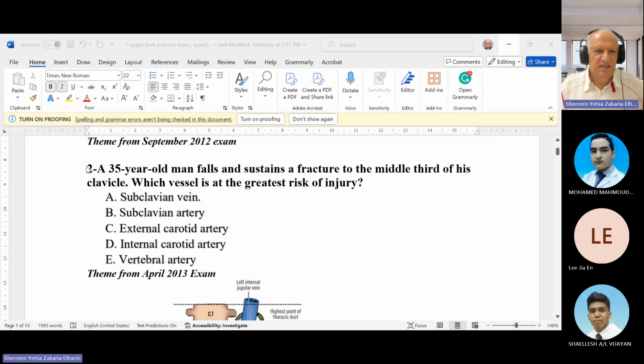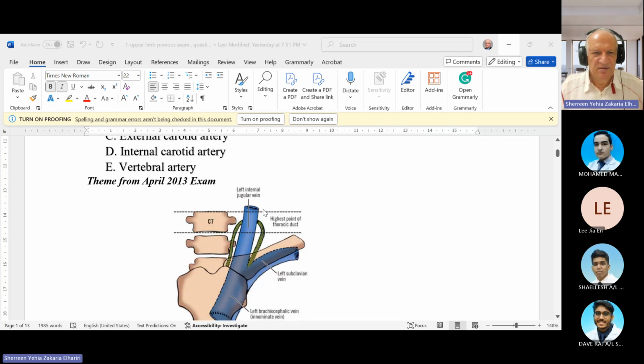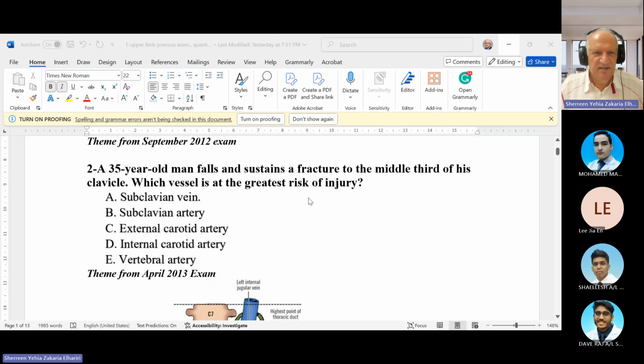Okay, the second question. A 35 years old man sustained a fracture of the middle third of his clavicle. Which vessel is at great risk of injury? So if you have a fracture in the middle third of the clavicle, which vessels, artery or vein, can be injured, or which superficial vessels can be injured? You can see the picture here. Of course, we have the artery, we have the vein, and the vein is the most prominent or most superficial. So what's your answer?